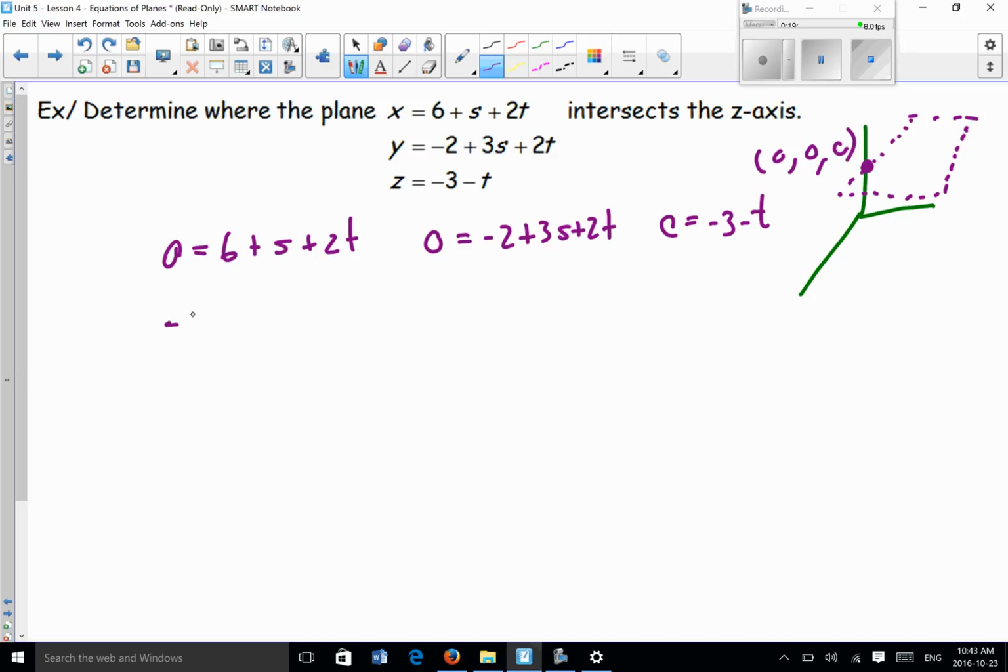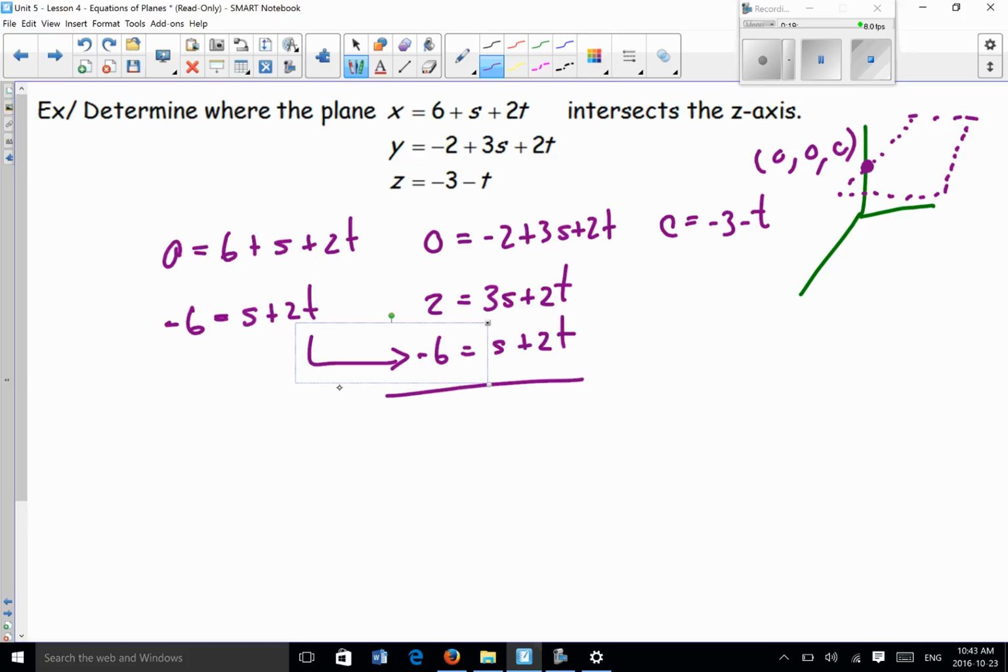So how can I do that? Well, I can rearrange these equations. And notice, which is nice, that these two equations are set up for elimination. I'll just rewrite this one underneath here. And our t's have the same value, so I can subtract. 2 minus negative 6 is 8. 3s minus s is 2s, and the 2t's will eliminate. So I'll get s is 4.